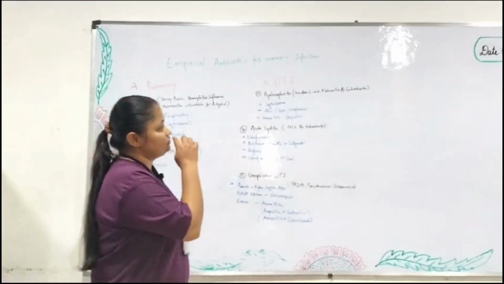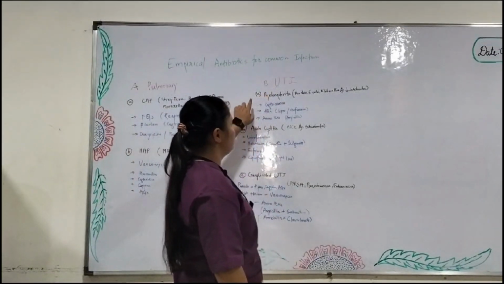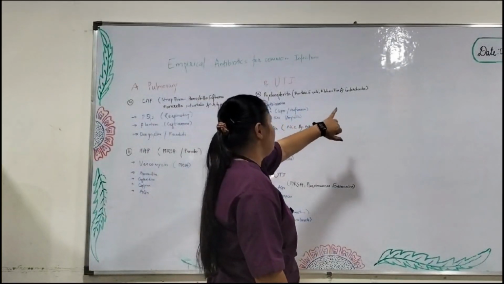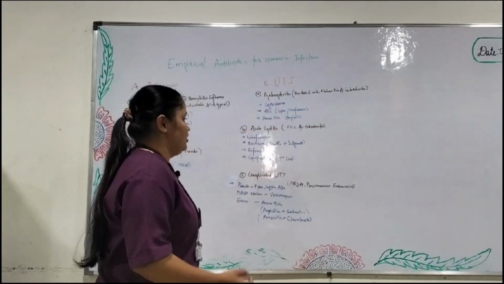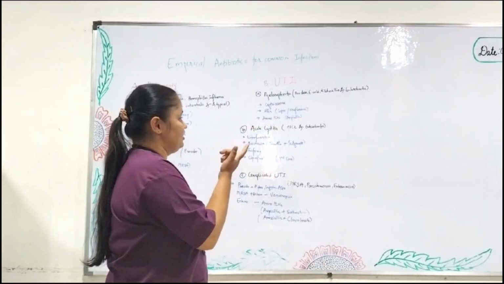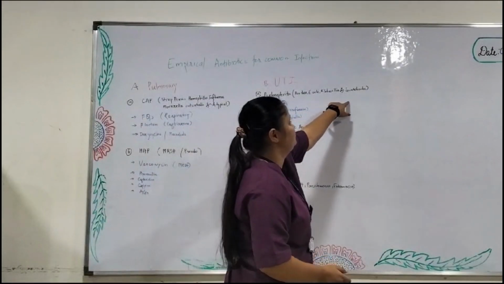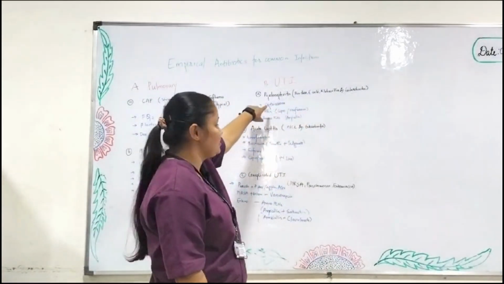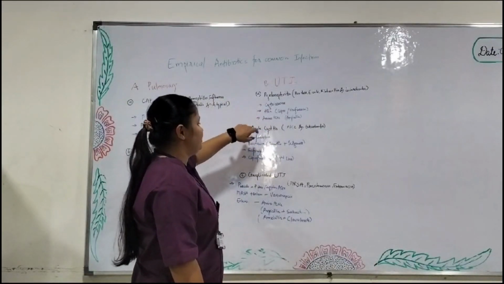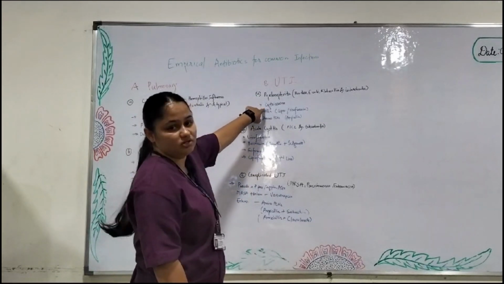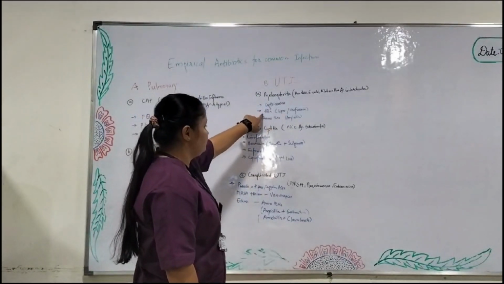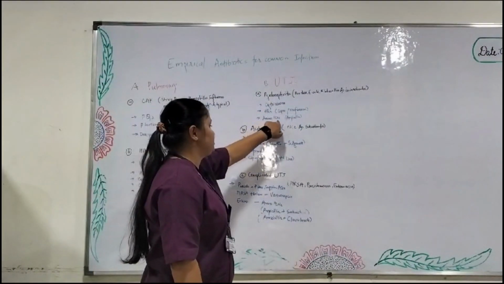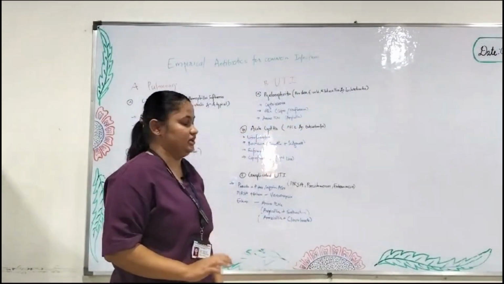Similarly, coming to urinary tract infections, we have first pyelonephritis. These are the causative organisms which cause pyelonephritis: Proteus, E. coli, Klebsiella, and Enterobacter. I think these bacteria we have seen in this hospital also. I have not seen Proteus. To cover pyelonephritis, first line therapy will be ceftriaxone, along with fluoroquinolones, which include ciprofloxacin and norfloxacin, and aminopenicillins, which include ampicillin.